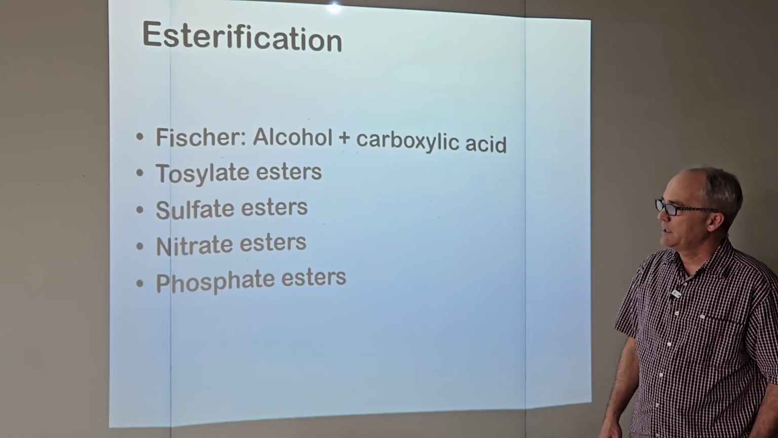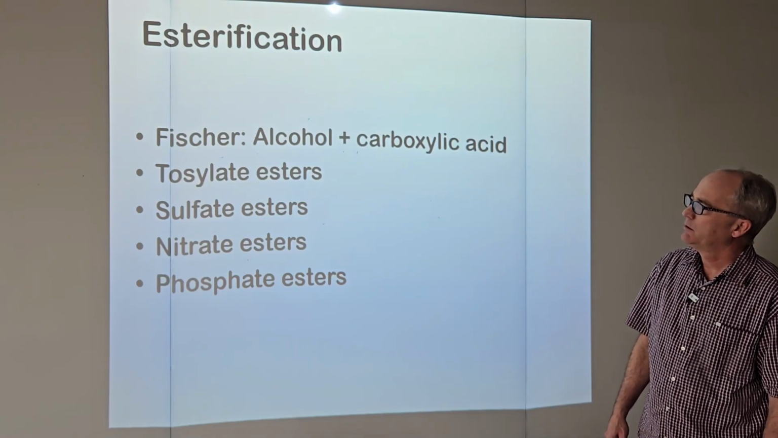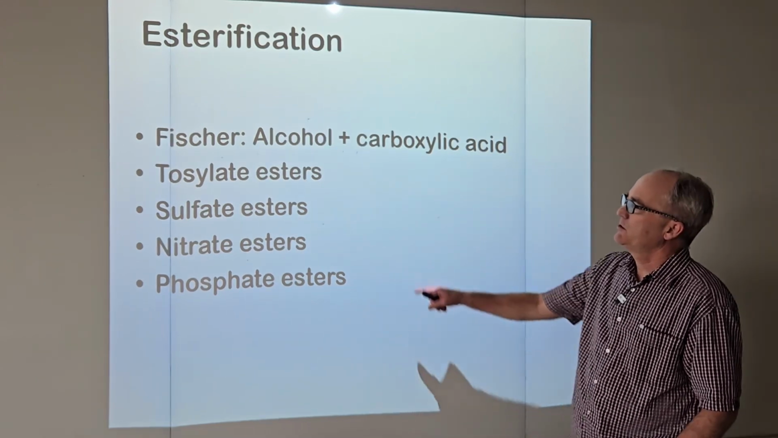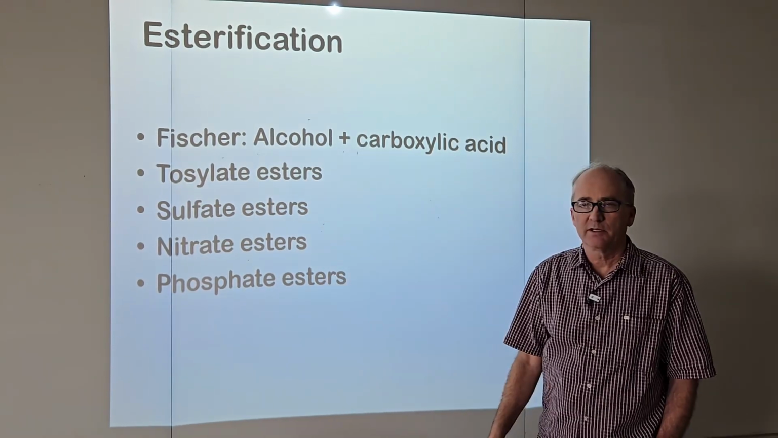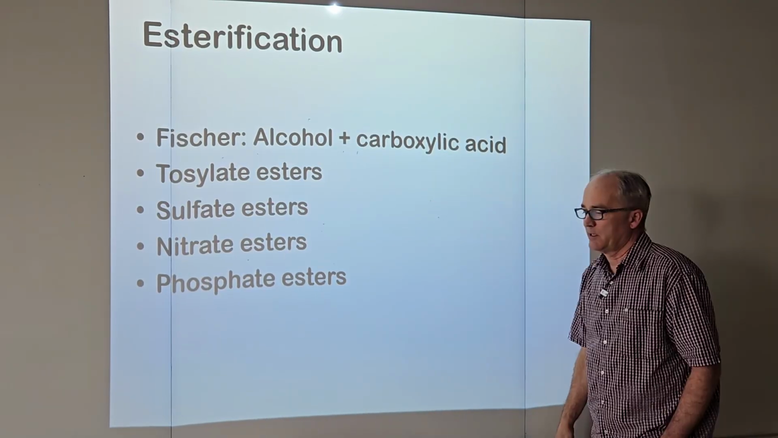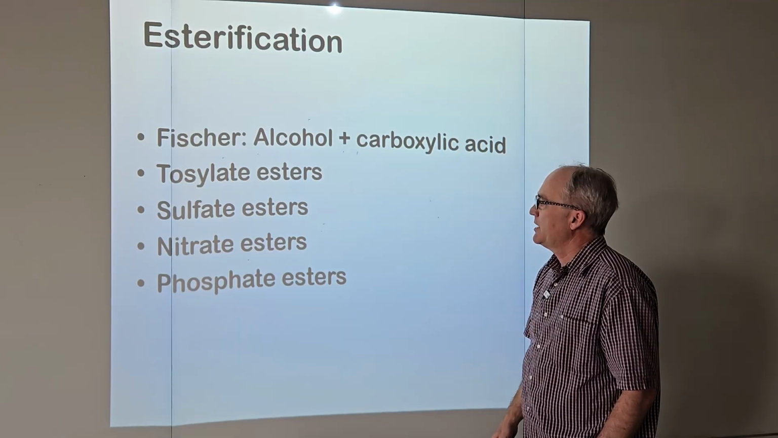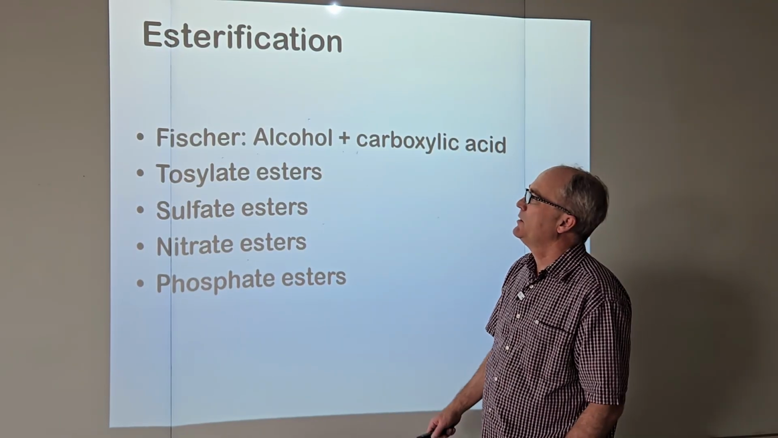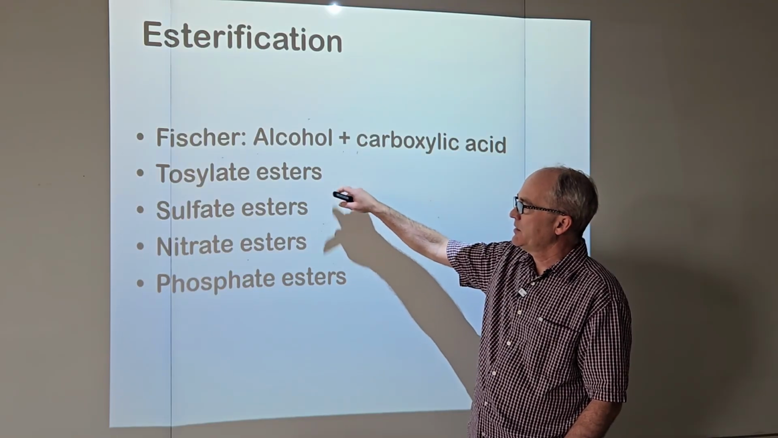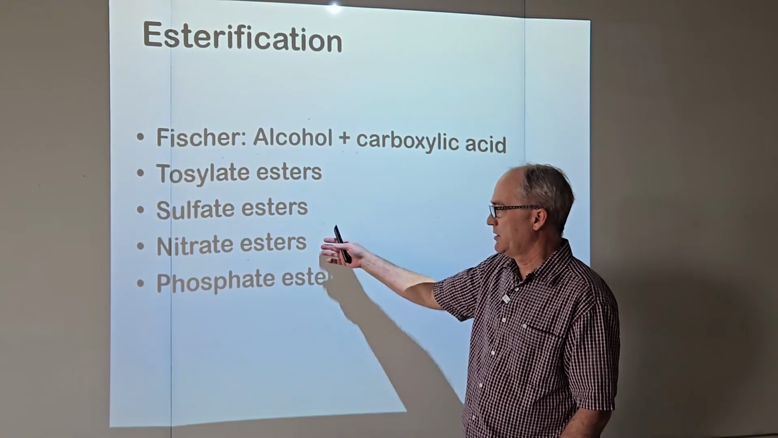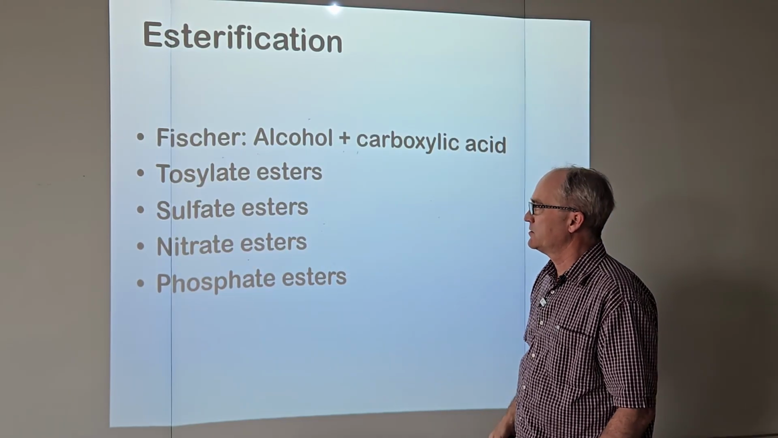So we'll have an exciting lab where we make banana oil, where you do a Fischer Esterification. What you do is you take an alcohol, isoamyl alcohol, and a carboxylic acid, acetic acid, and some acid catalyst, and you get an ester. Now we can make esters with tosylate esters, sulfate esters. Well, we're going to look at nitrate esters, phosphate esters.